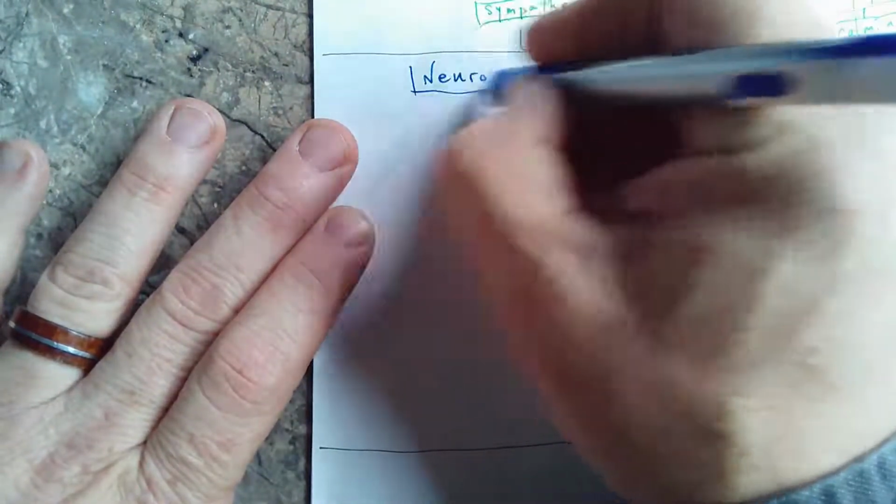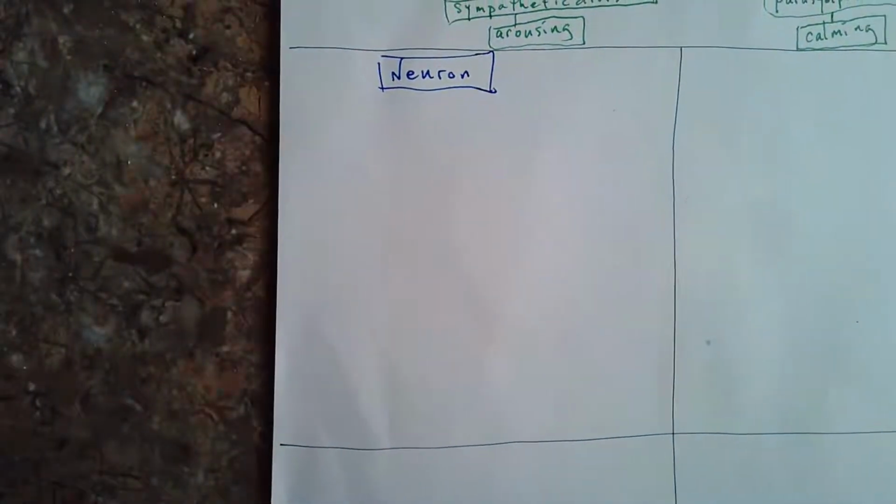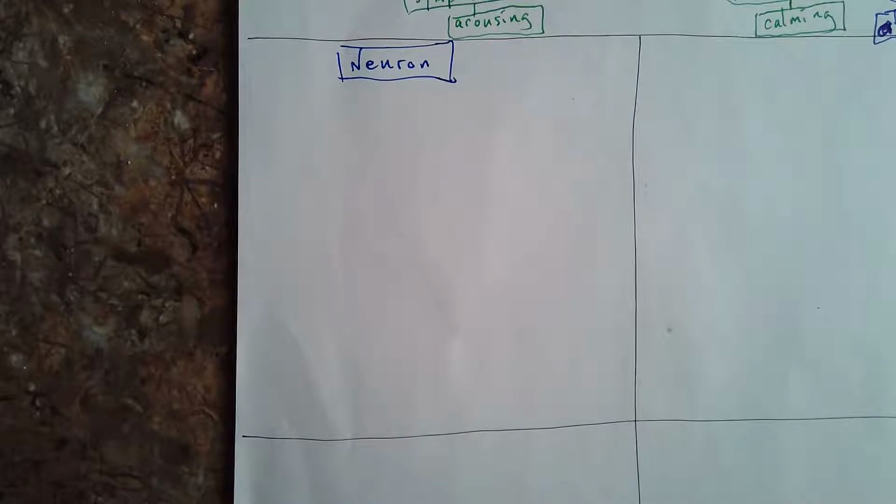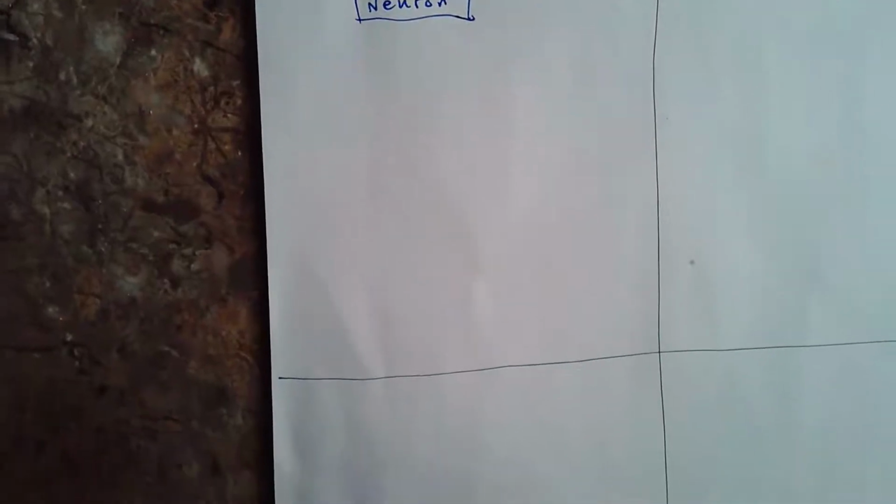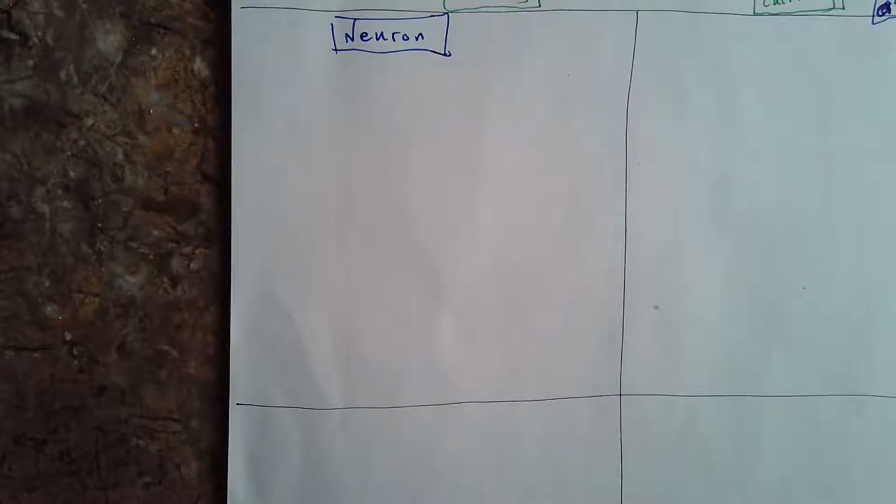N-E-U-R-O-N. We're going to make a sketch of the neuron. Now, the neuron is the cell of the nervous system. It's a nerve cell. Okay, and now cells, you should know, are highly differentiated based on what their function needs to be. So we will draw all the different components of the neuron.